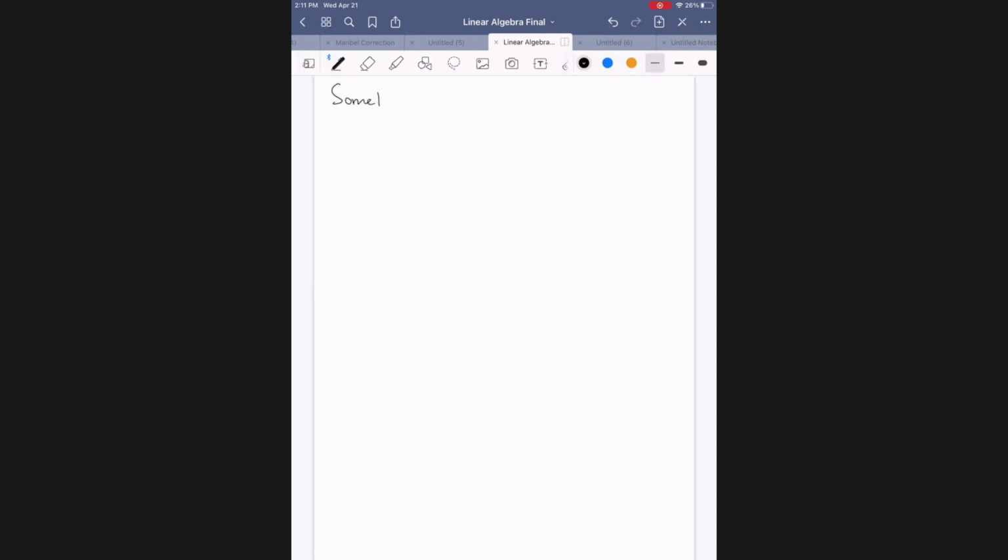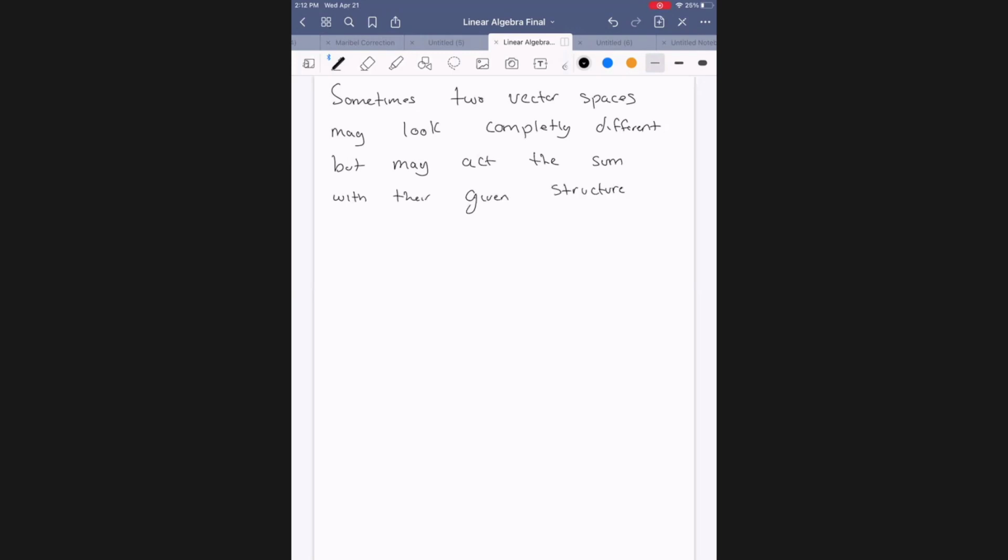Sometimes two vector spaces may look completely different, but may act the same with their given structure. What do I mean by the given structure? I mean the addition and multiplication that's on each vector space.